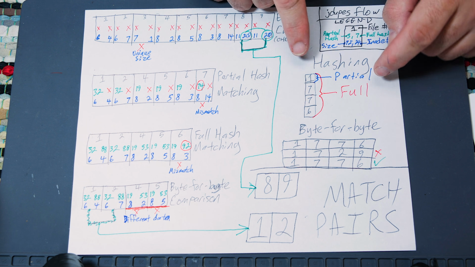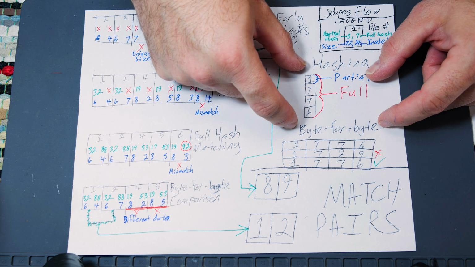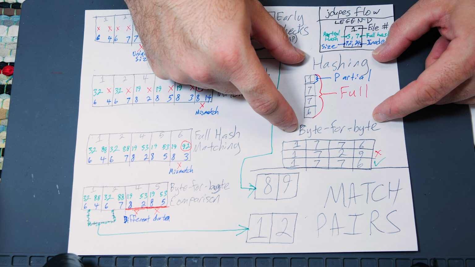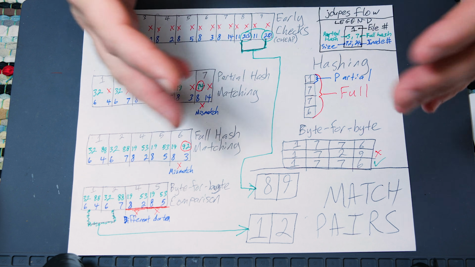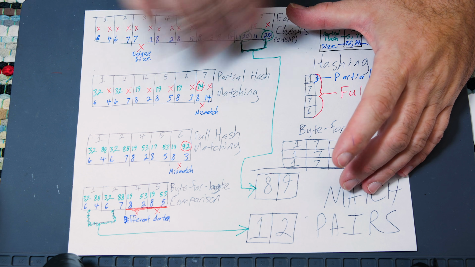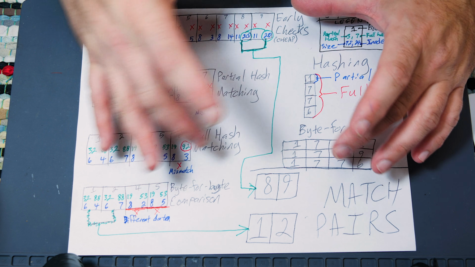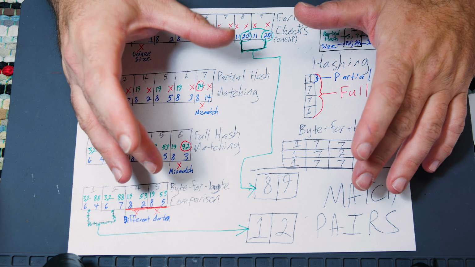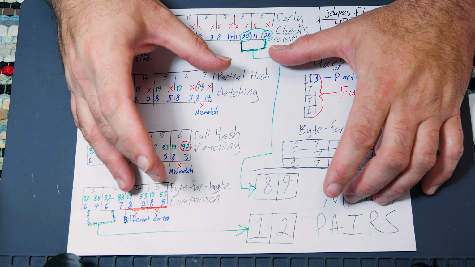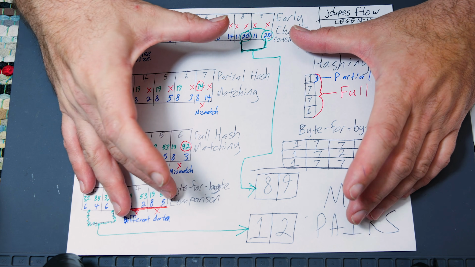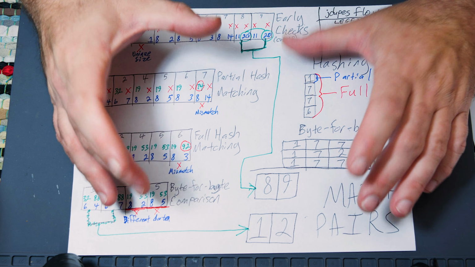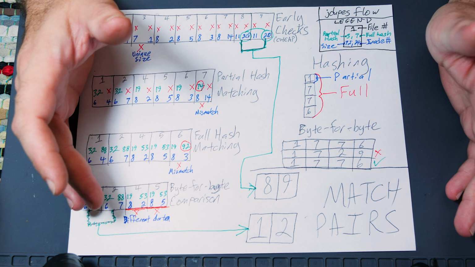Partial hash matching. Now, I want you to refer to this diagram right here. Hashing is a little complicated, but basically it takes a chunk of data and runs through it, performing a mathematical function called a one-way function that calculates a number based on that data that's supposed to represent the data in place of the full data.